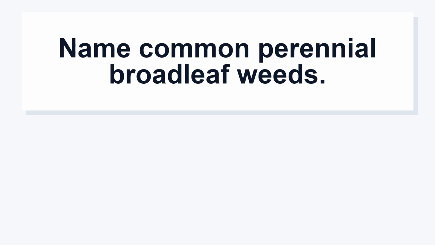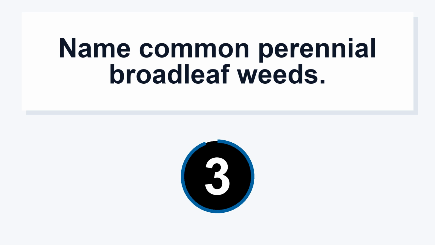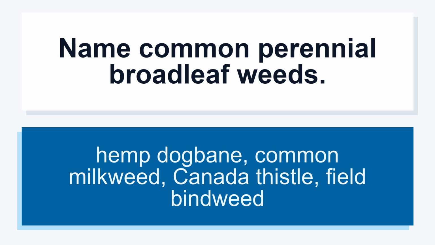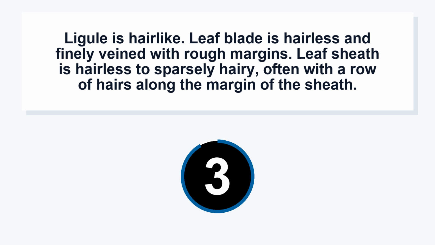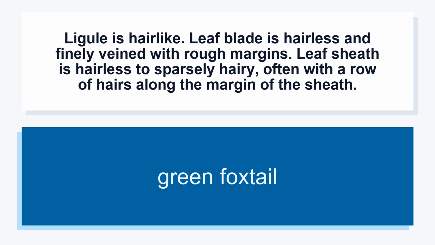Name common perennial broadleaf weeds. Hemp dogbane, common milkweed, Canada thistle, field bindweed. Ligule is hair-like. Leaf blade is hairless and finely veined with rough margins. Leaf sheath is hairless to sparsely hairy, often with a row of hairs along the margin of the sheath. Green foxtail.